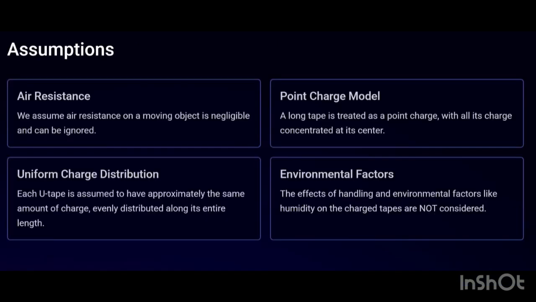Some assumptions we made throughout our experiment that might have caused some sort of error include that we ignored air resistance on a moving object. We also treated the long tape as if it was a point charge, with all the charge concentrated at the center of the long tape. We also assumed that each tape had the same amount of charge, evenly distributed along the length of the tape. And we also ignored the effects of handling and the environment, such as the humidity, on the charged tapes.